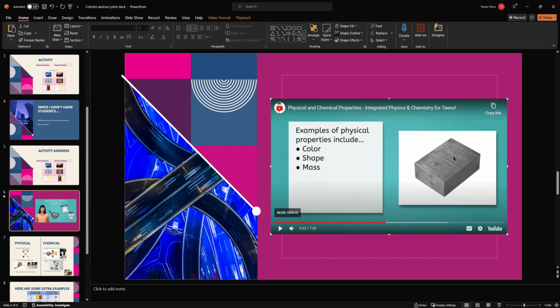So the color of this block, it would be what? Silver, shiny. Can you see through it? No, so it's not transparent. What about the shape? Good, rectangular, like a rectangular prism. And its mass. Do we think this is going to be heavy or light?